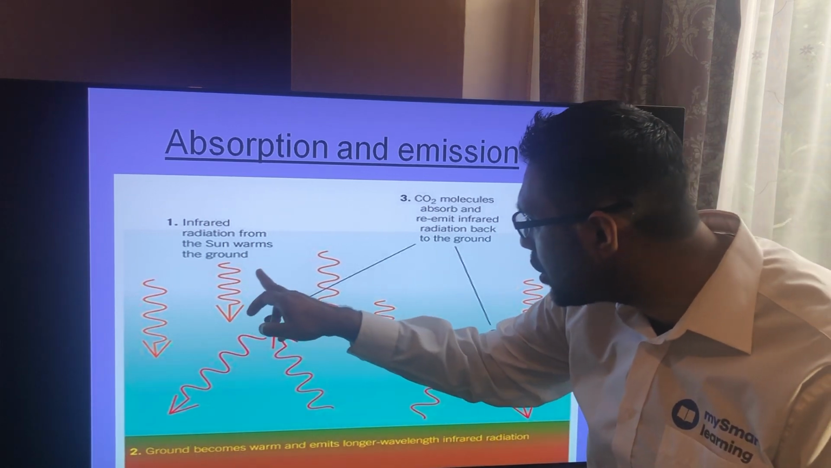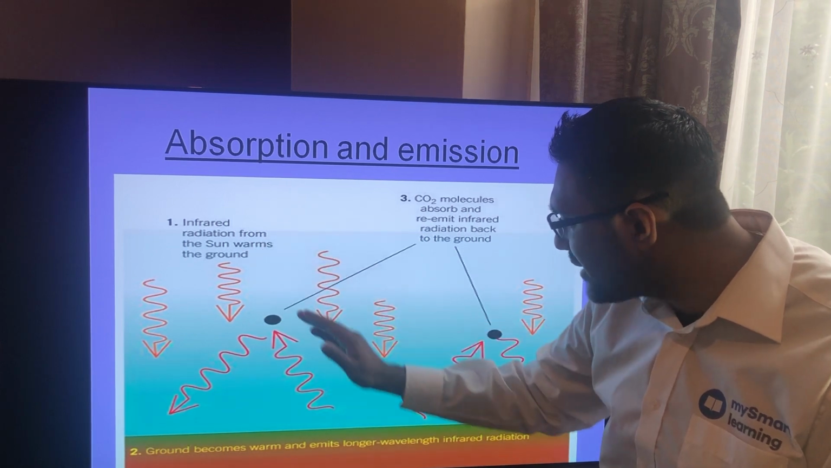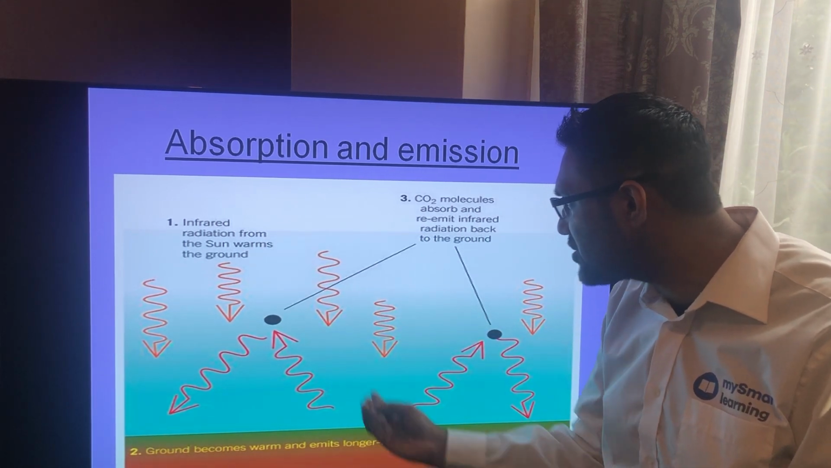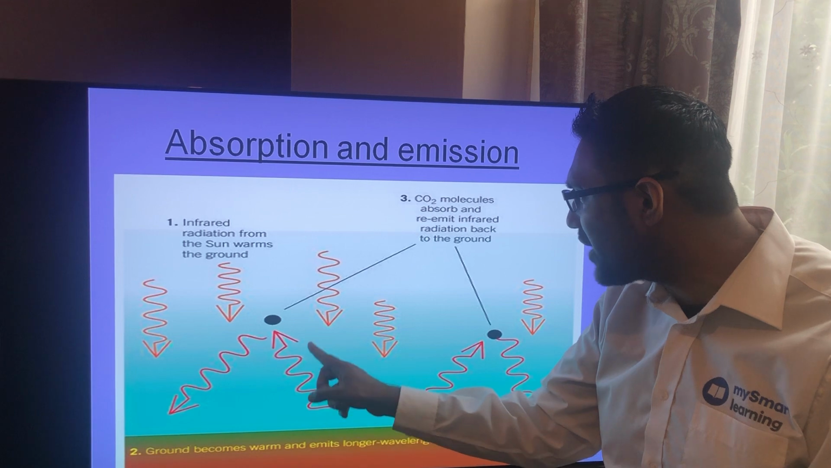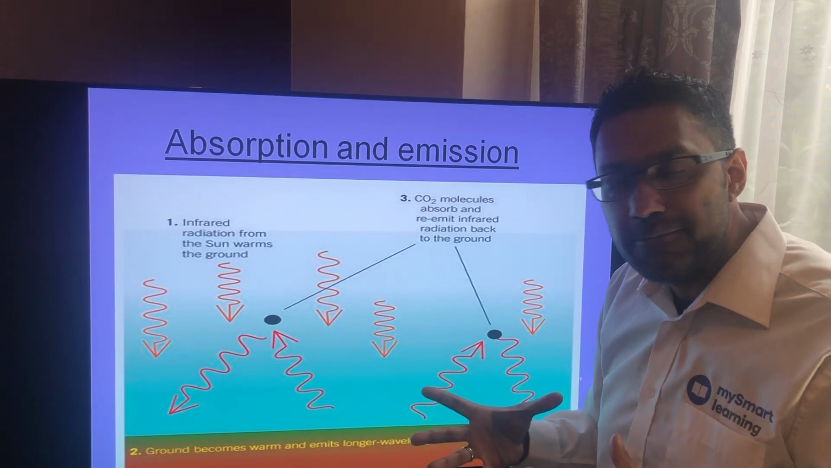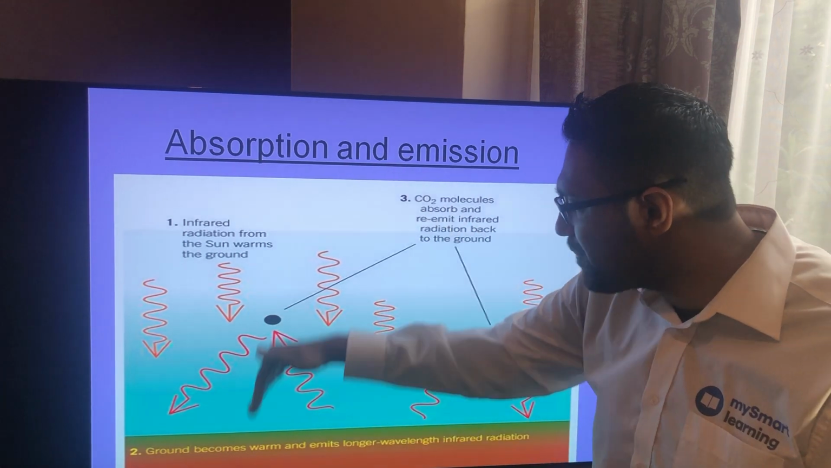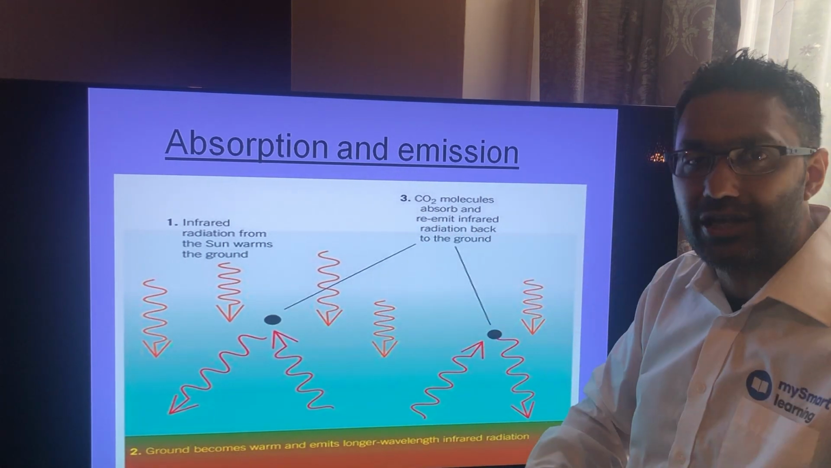If you look, the wavelength here is closer together, so there's a shorter wavelength, but as it hits the ground, it gets absorbed and it bounces back up. The wavelength changes, it becomes a longer wavelength. And the longer wavelength gets absorbed by the carbon dioxide molecules, and that keeps bouncing back, a bit like a duvet, okay?